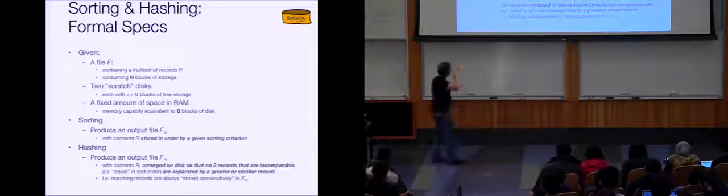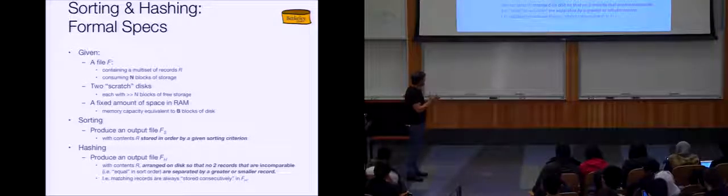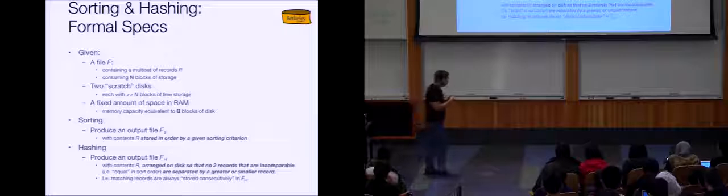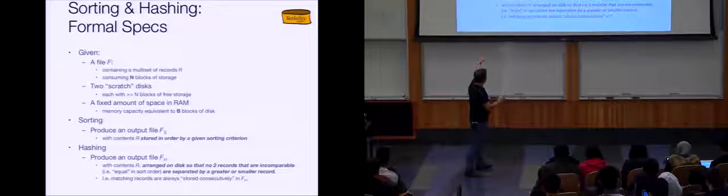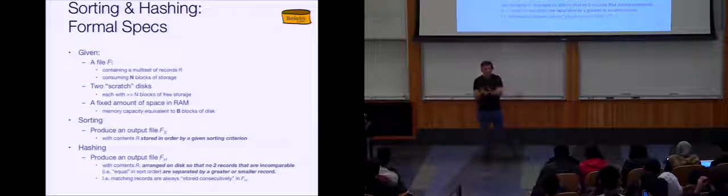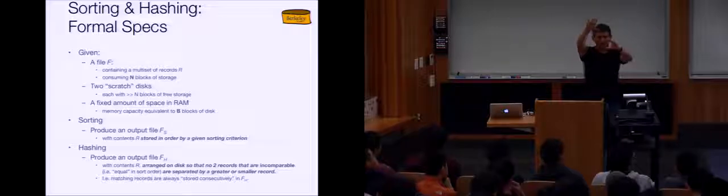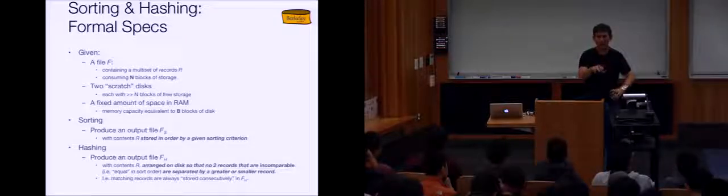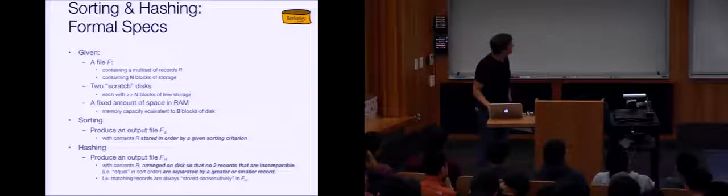For hashing, here's what we're going to do. We're going to produce an output file called F sub H. But here, the contents of R will all be there, but they're going to be arranged in such a way that if 2 things are the same, they're next to each other. Which is to say, if 2 things are the same, there's no thing that's different in between them, right? That's basically, matching records are always stored consecutively in F of H, right? It doesn't matter what order the things are in. It could be all the 2s, and then all the 11s, and then all the 4s, and then all the 100s. But it'll be all the 4s. There won't be like an 11 with a 4 on either side of it. All right? Here we go.